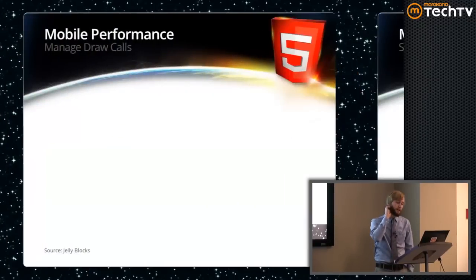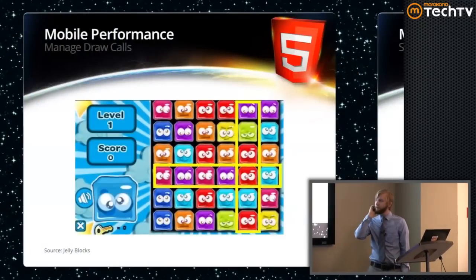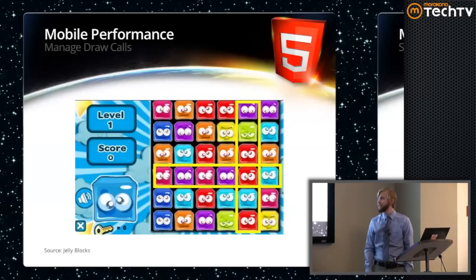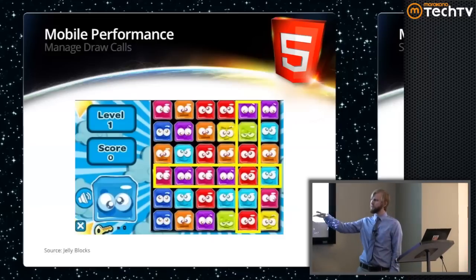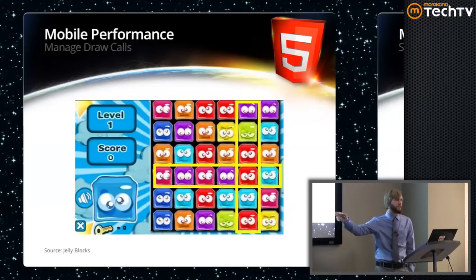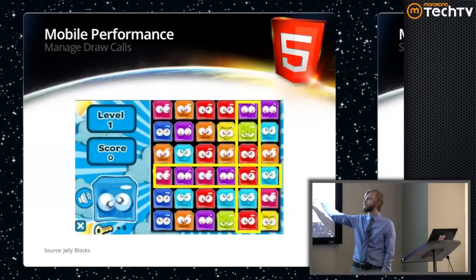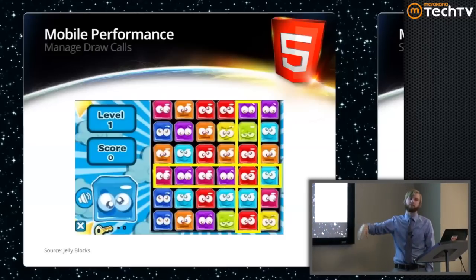Manage draw calls. I had the unfortunate task of making an HTML5 game work on a Nook Color, which was not fun, as Nook Color I think is running Android 1.9. At least it was at the time. So we had a game, Jelly Blocks. It used to be a popular web game. I'm not sure if anyone knows what Jelly Blocks is. It's sort of like Bejeweled. If you get 3 next to each other, they pop and the whole thing comes down.